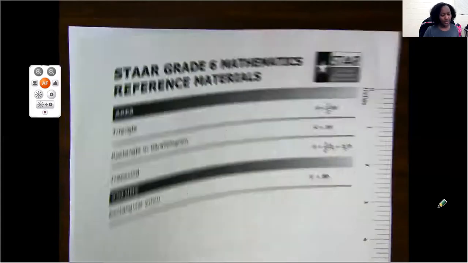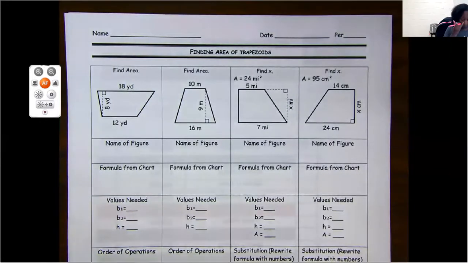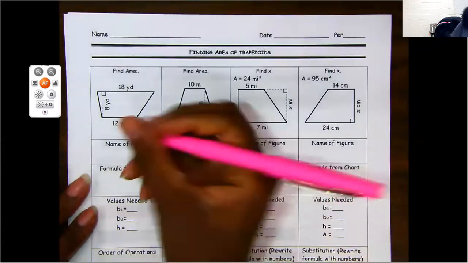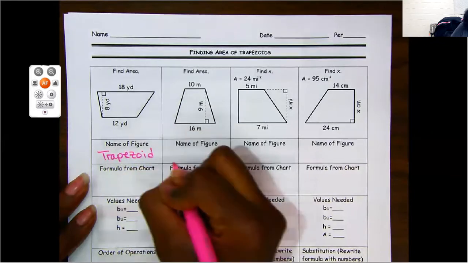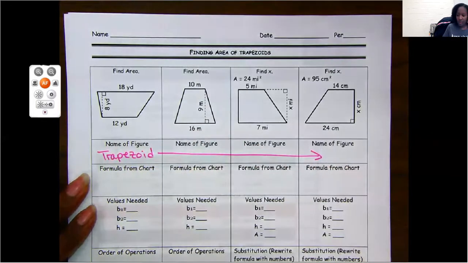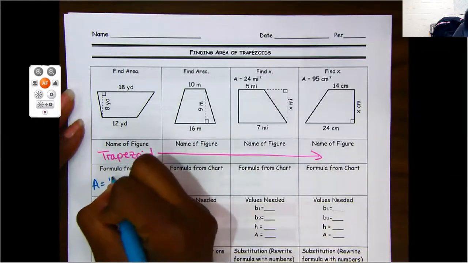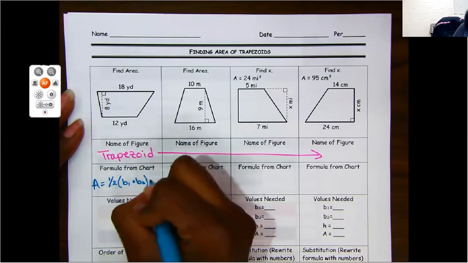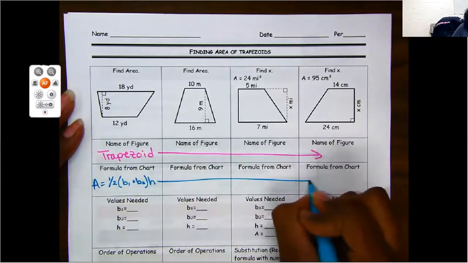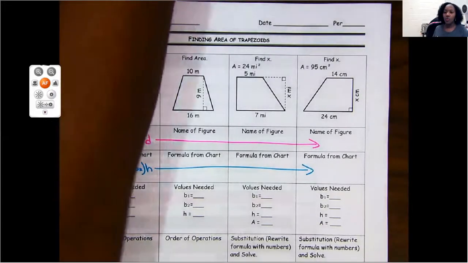Let's go ahead and look at some practice questions. Finding the area of a trapezoid. All of these are trapezoids, first of all. Because Miss Likes wants to save her fingers, I'm just going to spread that across. Our formula is area equals half of base 1 plus base 2 times the height. And I'm going to draw an arrow across, stating that that is the formula we will be using for all of our shapes.